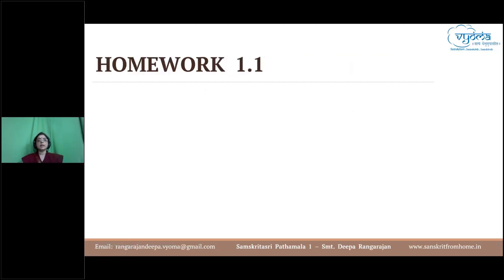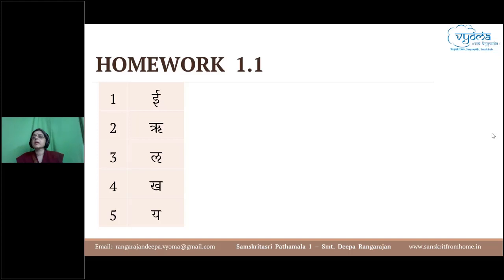Now, I had given as homework that you should write the Varnamala. I had also given you an audio file which you had to write down in your notebooks. I hope you have done that. So let us check the first 5. If anybody has any questions regarding the homework or any doubts, you can raise your hands or you can type it.